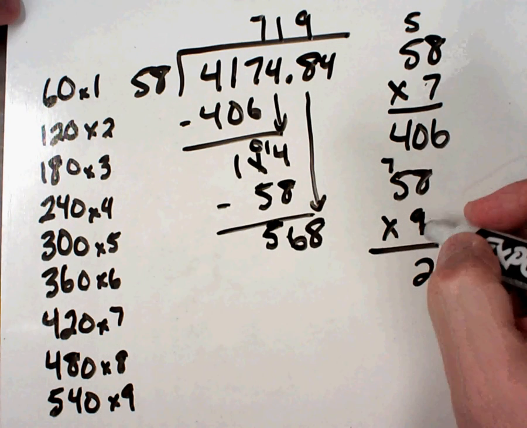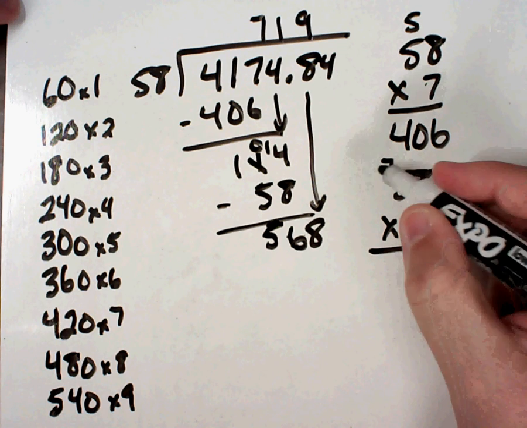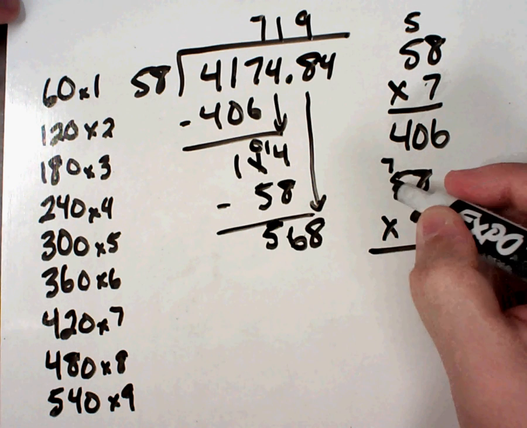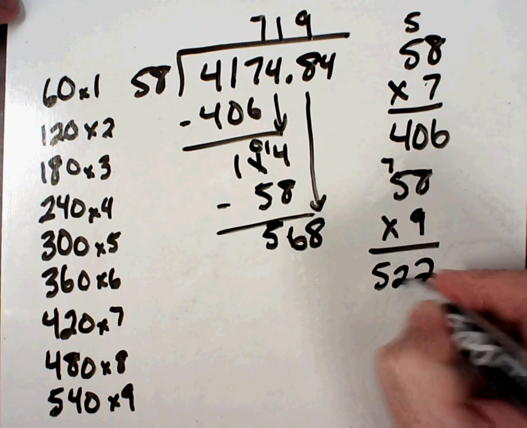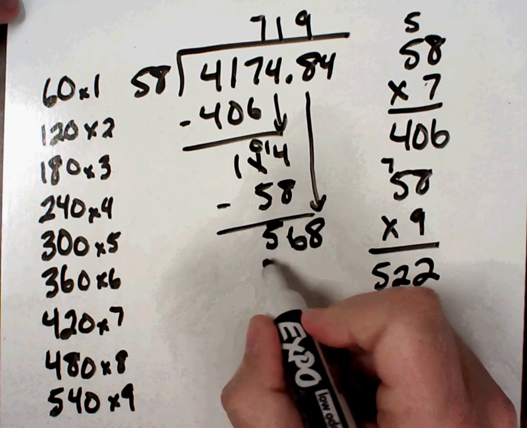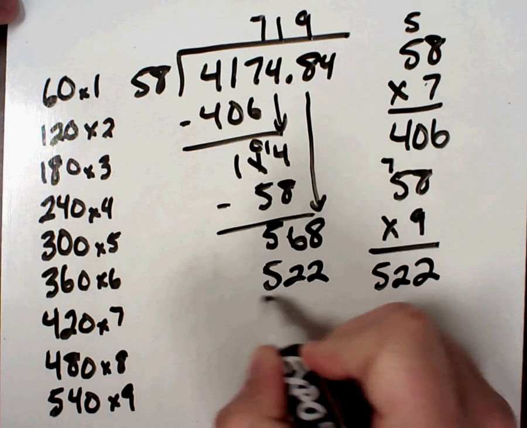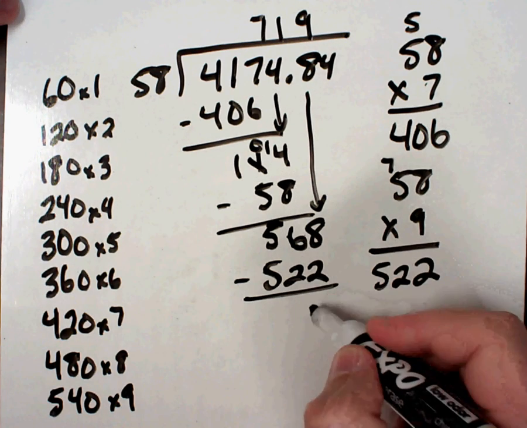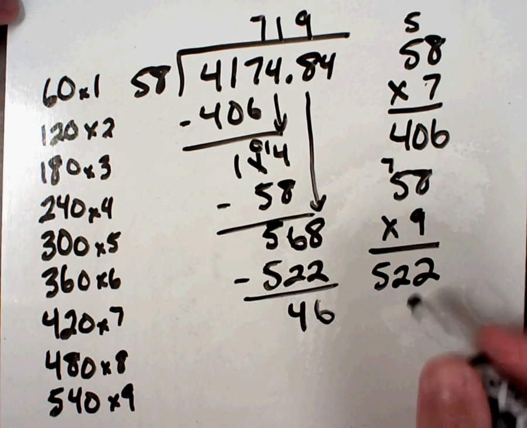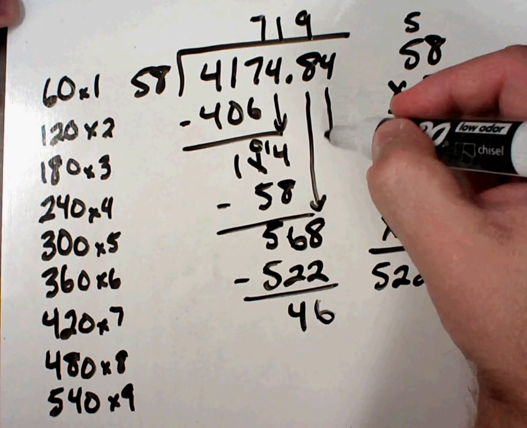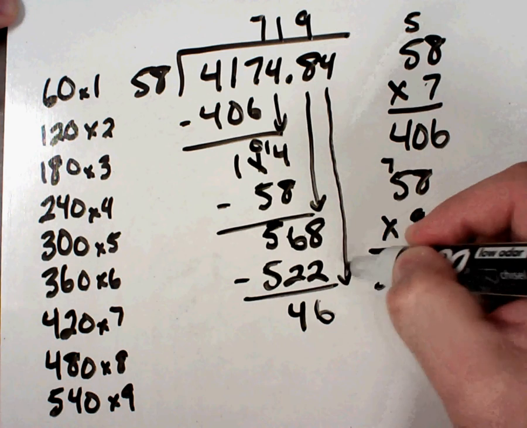All right, 9 times 8, 72. Carry my 7. 9 times 5, 45. Plus 7 is 52. So it's going to give me 522. 8 minus 2 is 6. 6 minus 2 is 4. No regrouping on that subtraction. I like that.